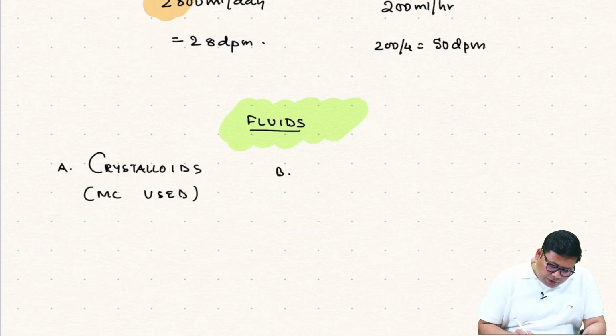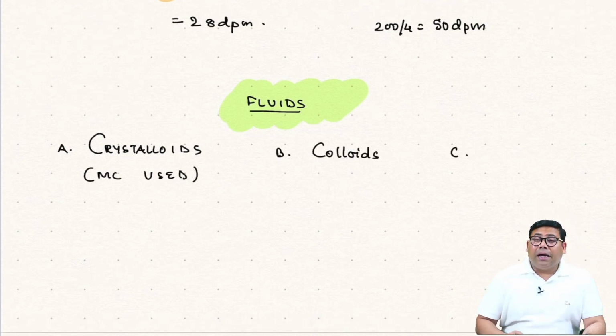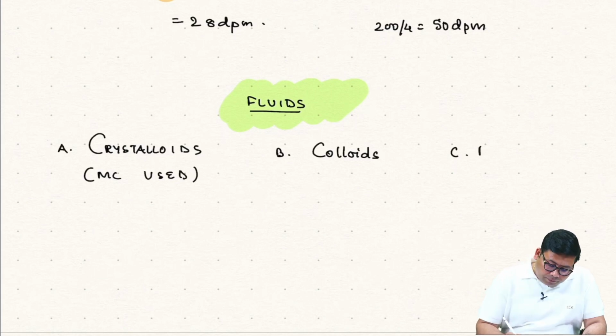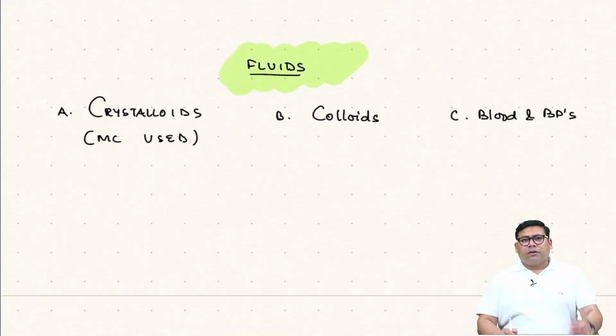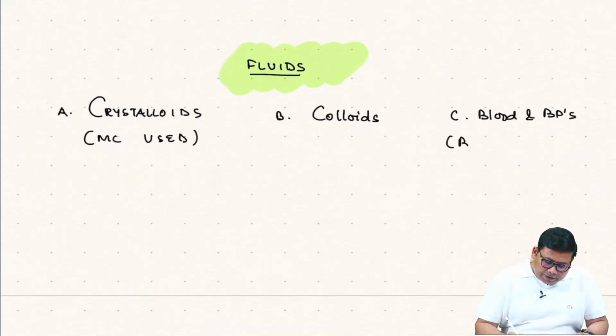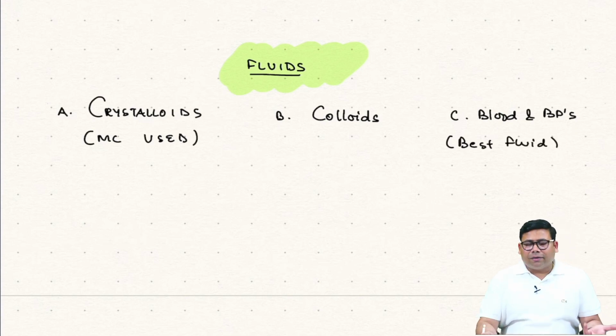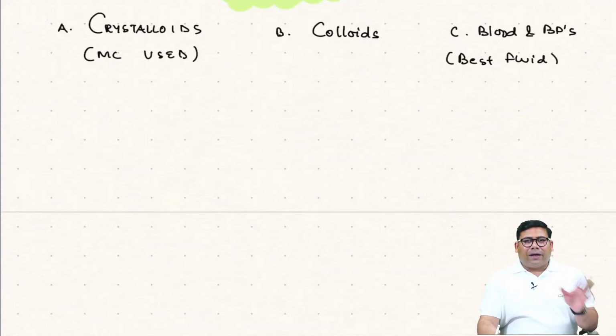The second is colloids. So we have crystalloids, we have colloids. And then third, we have blood and blood products. They are very, very important. So let us see which is the best. The answer is, the best fluid replacement is to replace blood by blood. So there is no choice, no controversy, no comparison in that.